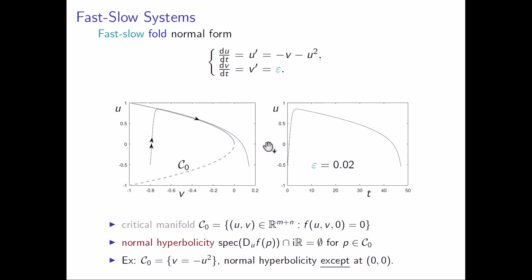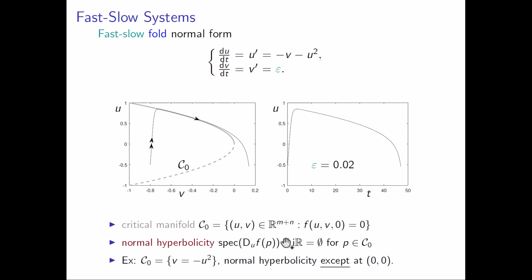As I said, this set C0 for this fast-slow system, where you set all the fast variables equal to 0, is called the critical manifold. You can define this in more generality. And there's a key regularity assumption called normal hyperbolicity, which says that if you linearize with respect to the fast variables and evaluate this linearization at a point P that lies on the critical manifold, and then you compute the spectrum of the resulting m cross m matrix, if all the spectrum is off the imaginary axis, then we say this critical manifold is normally hyperbolic.